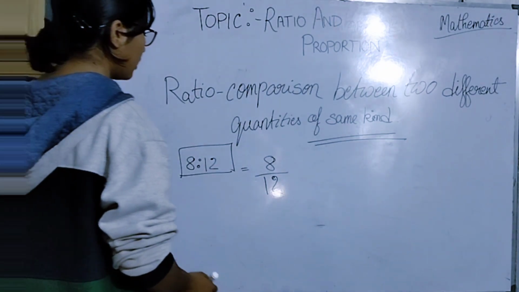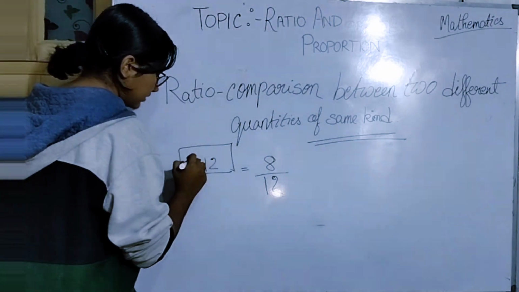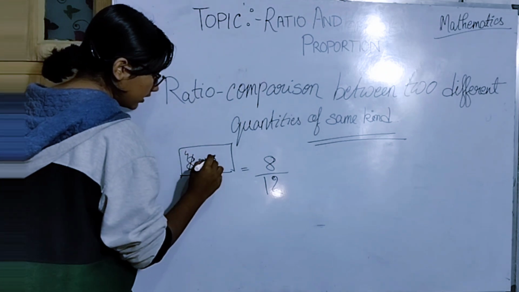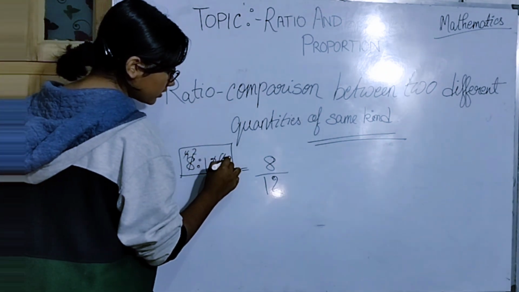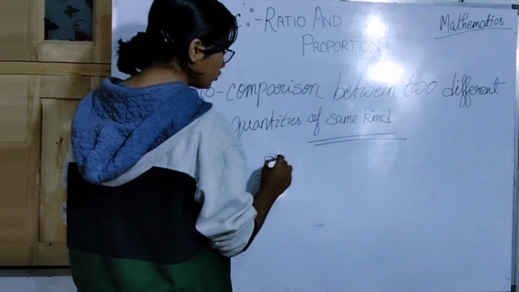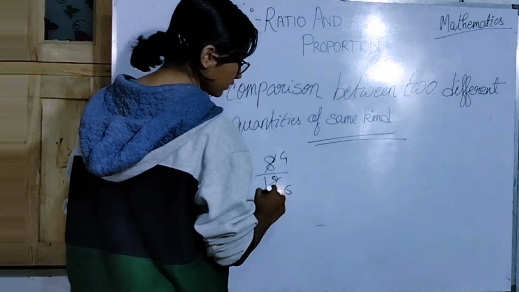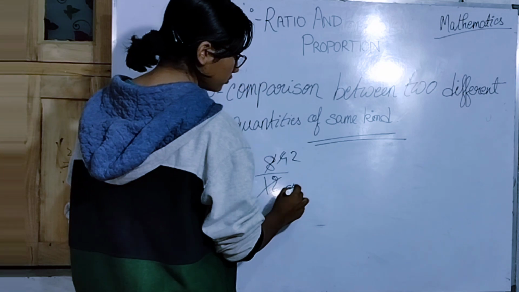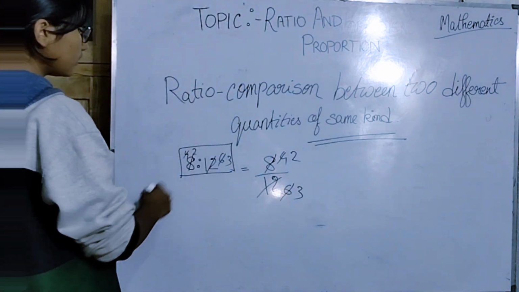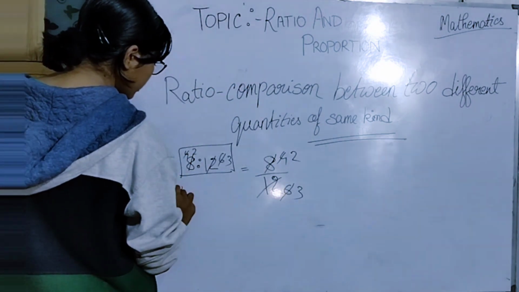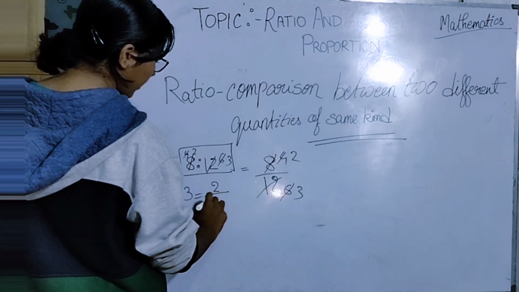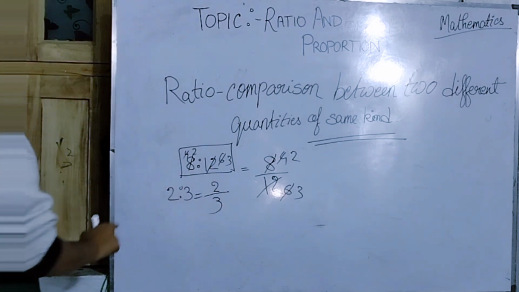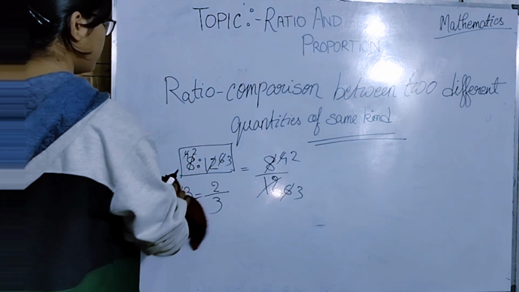For that, we can cancel out both sides. 2 4s are 8 and 2 6s are 12. Again 2 2s are 4, 2 3s are 6. So what will this be? 2 is to 3, equal to 2 by 3. The proportion is same.